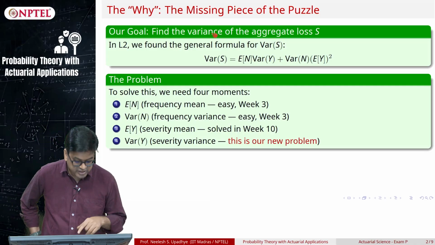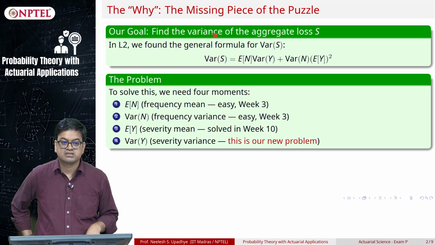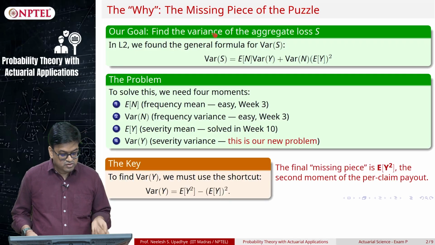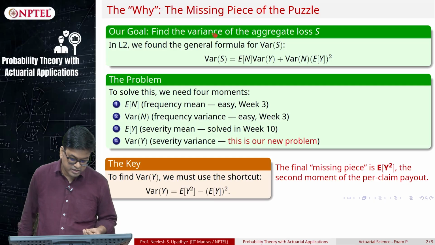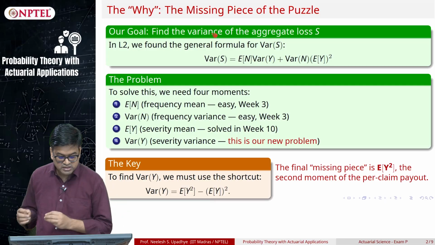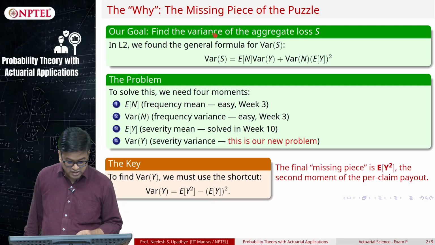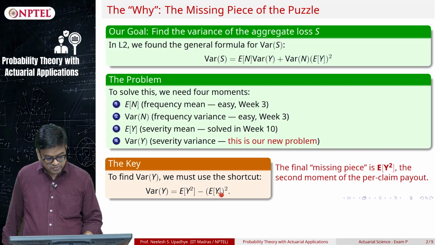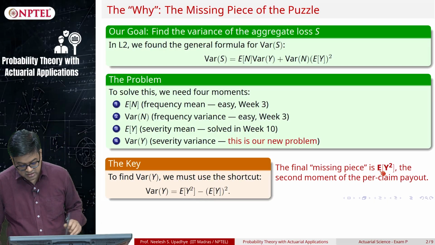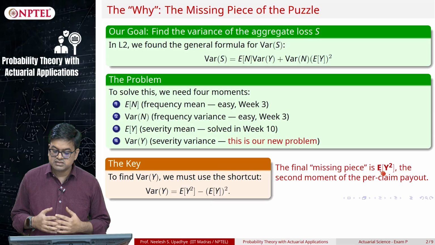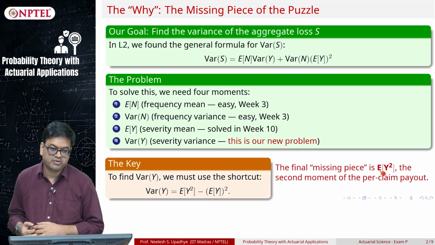Now comes the variance of Y, which is the severity variance. How will you compute that? In order to compute this variance, you look at the formula for variance: variance of Y equals expected value of Y squared minus expected value of Y the whole squared, where you already know the expected value of Y. So the second part is already known to you. The missing part is only the expected value of Y squared. How will you calculate it? This is the second moment of per claim payout.